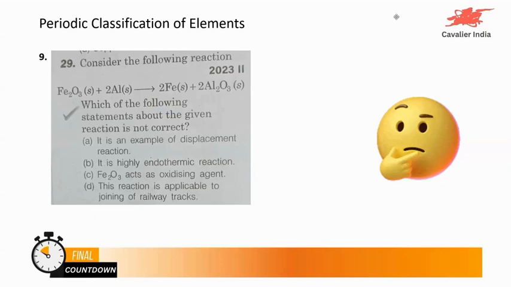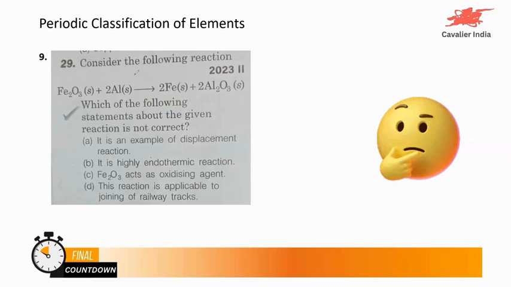Just give a try for this particular question. Hello? No answer. No one is having the answer. See, this is an example of displacement because here aluminum is displacing iron from Fe2O3. Why? Because in the reactivity series, aluminum is more reactive than iron. That is right. Is it an endothermic reaction here? Whether heat is absorbed, is it endothermic? Is it right?